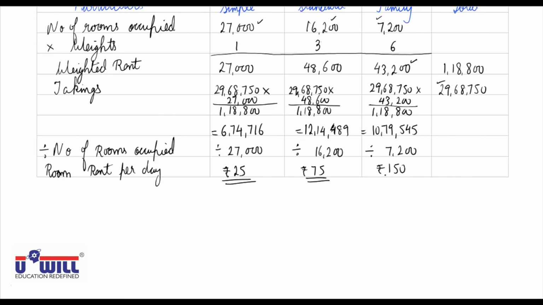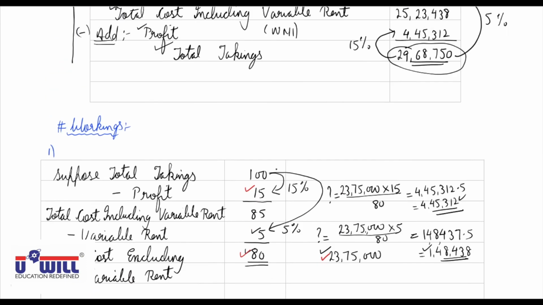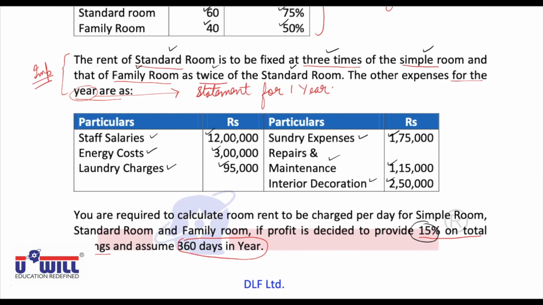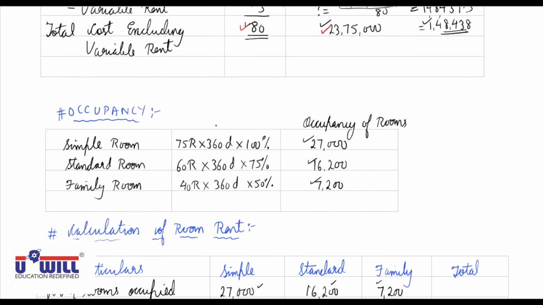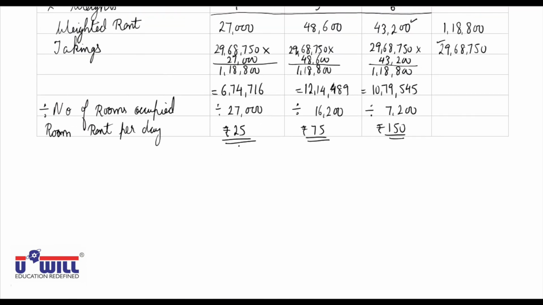So you all can cross check, as it was given in the second paragraph, that rent of standard room must be 3 times of simple room and family twice of standard room. See, standard room's rent, is it 3 times of simple room or not? And family room, is it twice of standard room or not? Yes. So these are the rents that will be charged per day per room for simple room, standard room and family room. I hope everyone is clear with this question and confident with it.